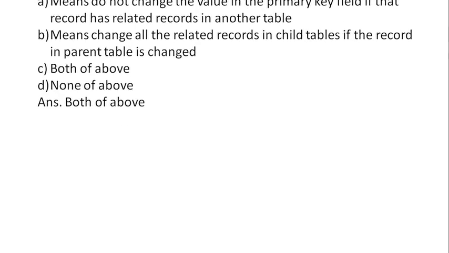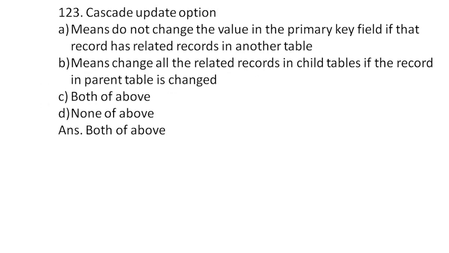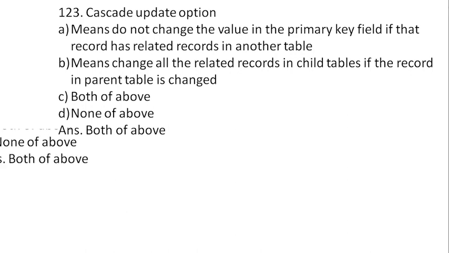Next, cascade update option. The answer is both of above. Option A means do not change the value in the primary key field if that record has related records in another table, and option B means change all the related records in child tables if the record in parent table is changed. Both of these are correct.